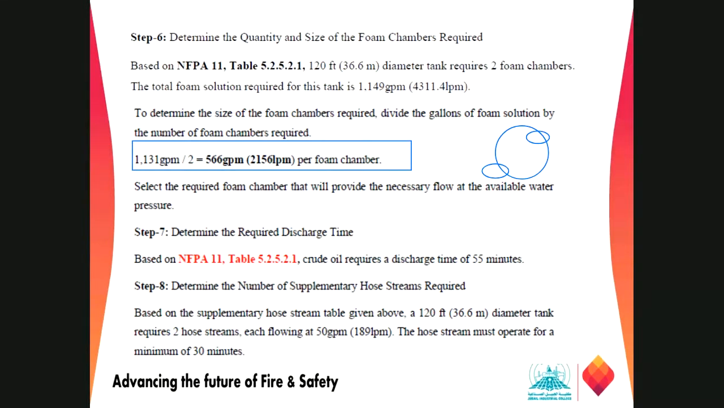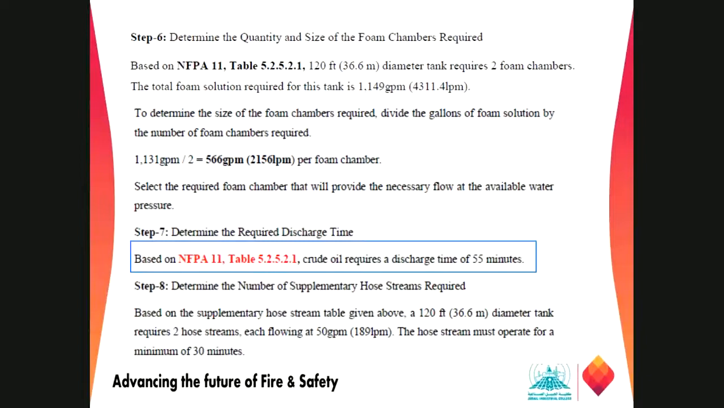So now we are moving on to determine the required discharge time. As per NFPA 11 table 5.2.5.2.1, the discharge time is 55 minutes. So we need 55 minutes of continuous discharge for these conditions.